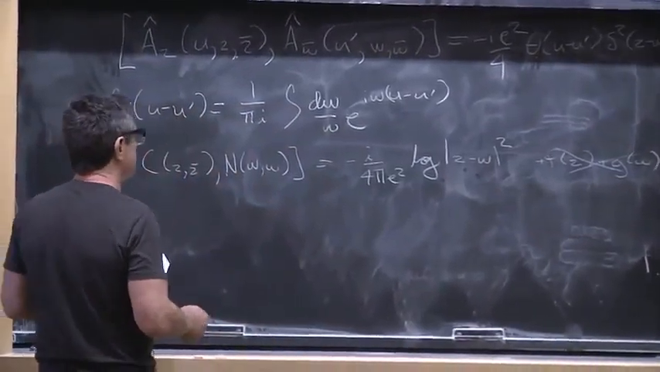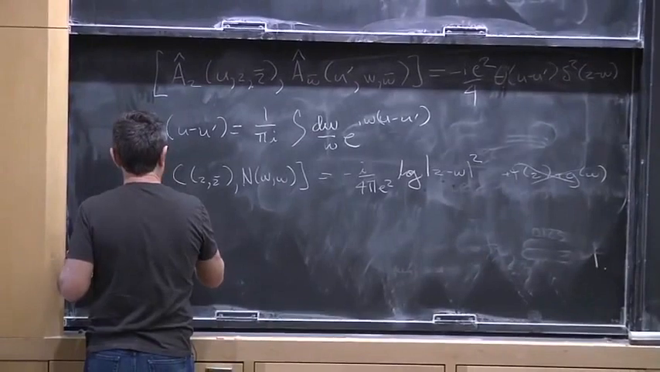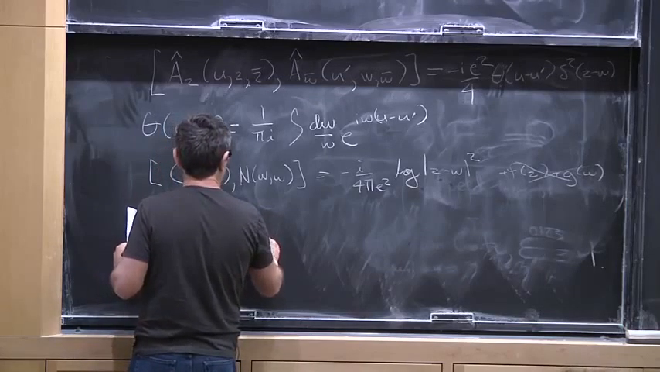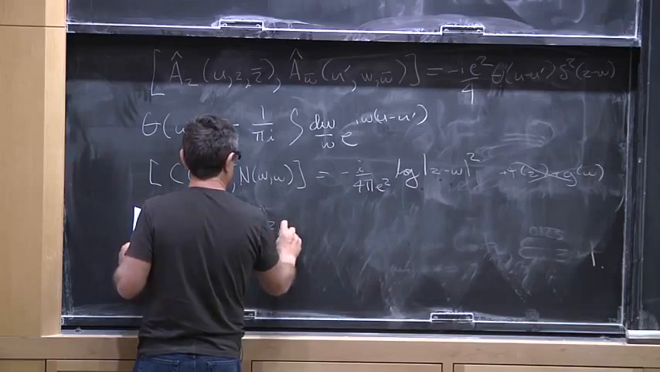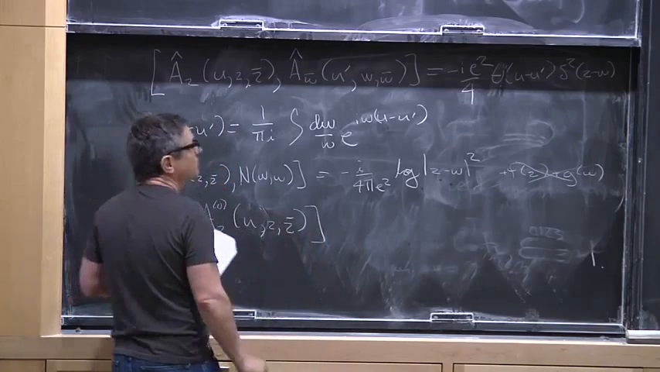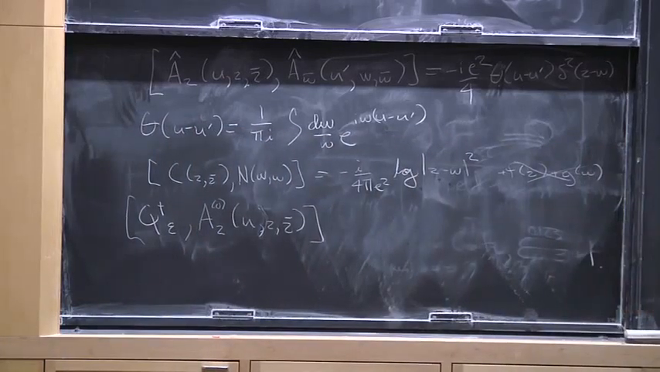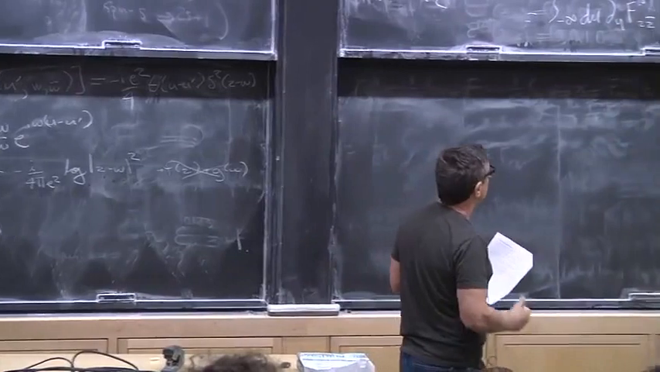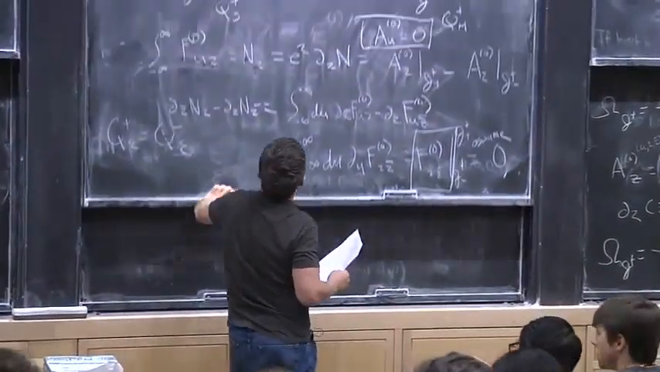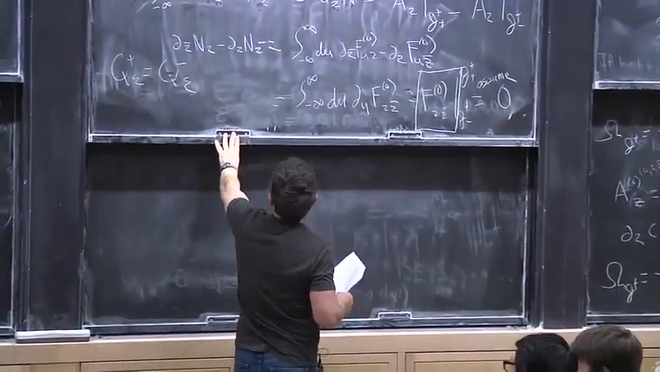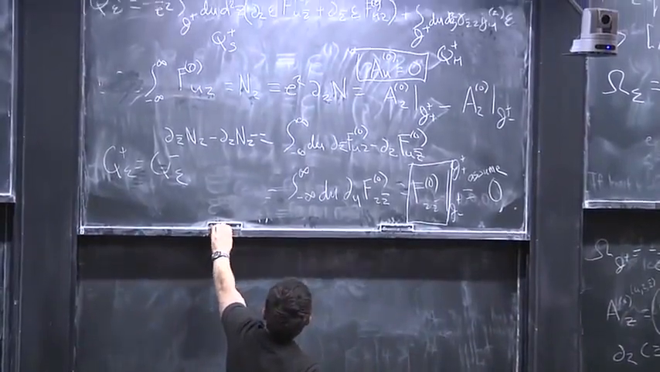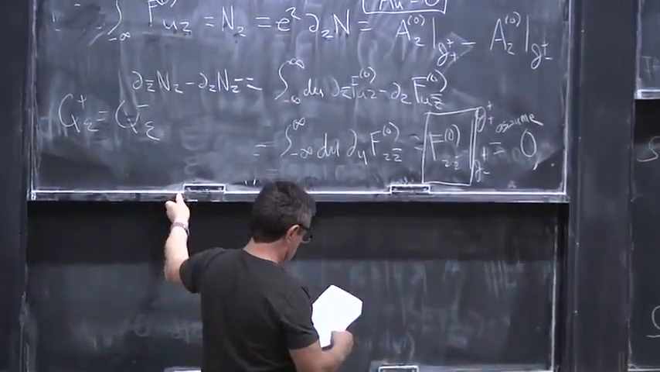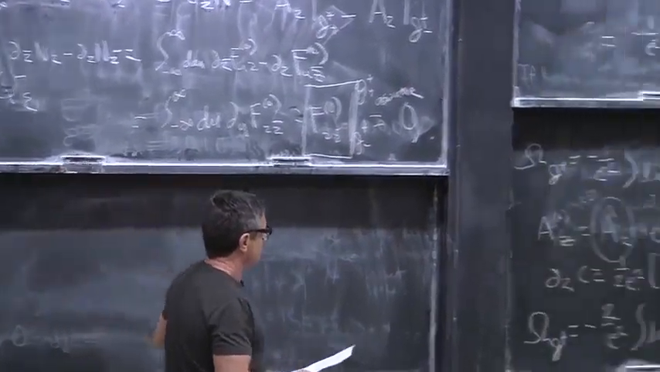Okay, but now we can easily compute Q plus epsilon with a z 0 of u z z bar. And we see that Q plus epsilon involves, where did I write it? Okay, Q plus epsilon involves this e squared dzn. And so, on the other hand, yeah.